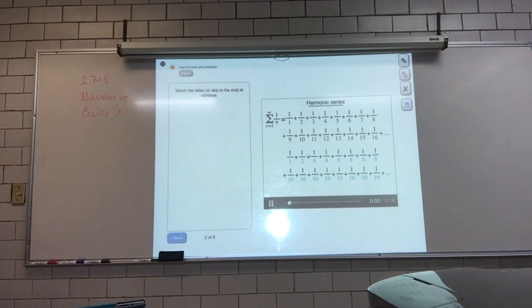Okay, now it's time to compare these two series. They have the same first term, 1 over 1, and they have the same second term, 1 over 2. Now, if we look at the third and fourth terms, which series is bigger, the top or the bottom?